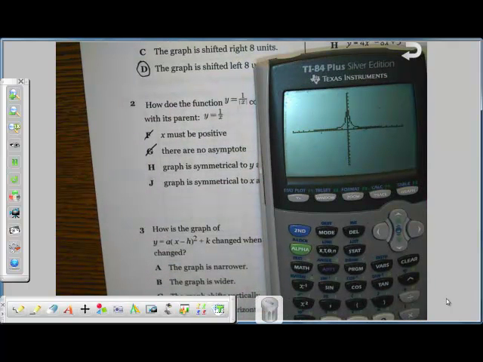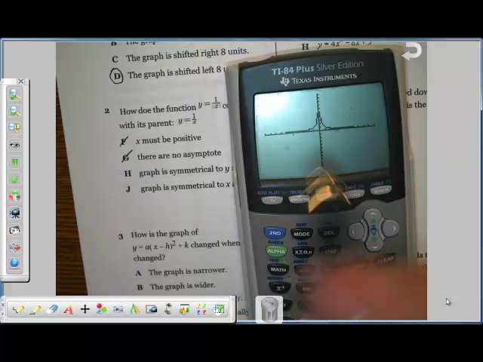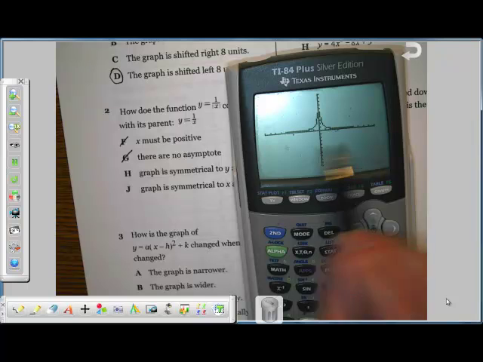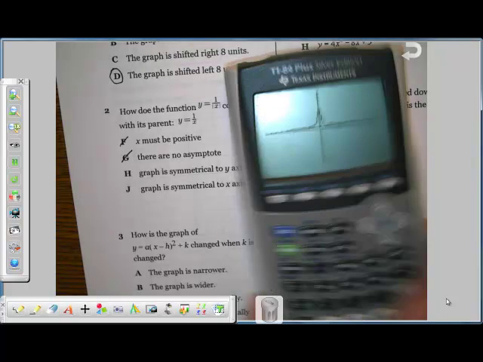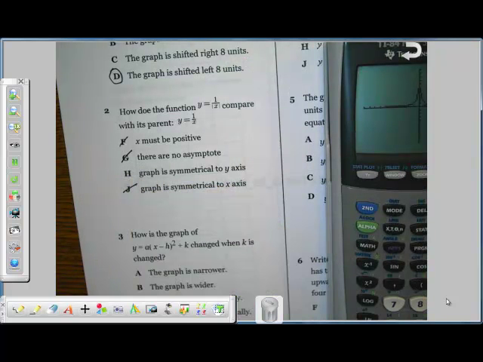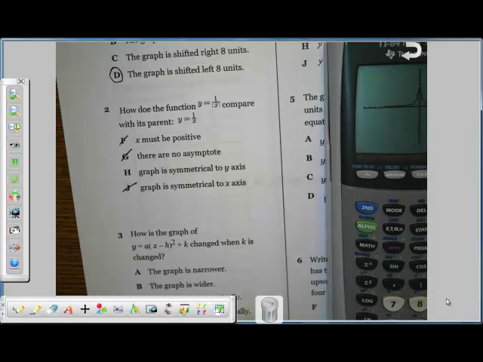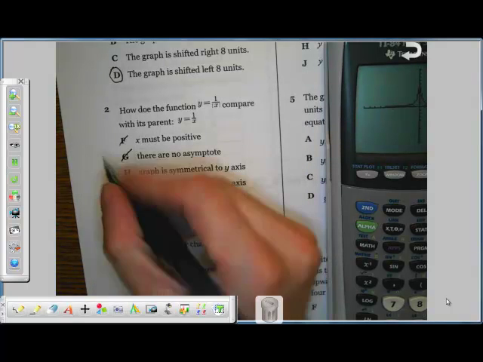So now comes the rub of, is it symmetrical to the x-axis or the y-axis? Symmetric to the x-axis would have us graphing stuff down here. As you can see, we are not graphing anything below the x-axis, and so it is not symmetric. And so even if we are not constructing the correct response, we can eliminate the wrong answers.